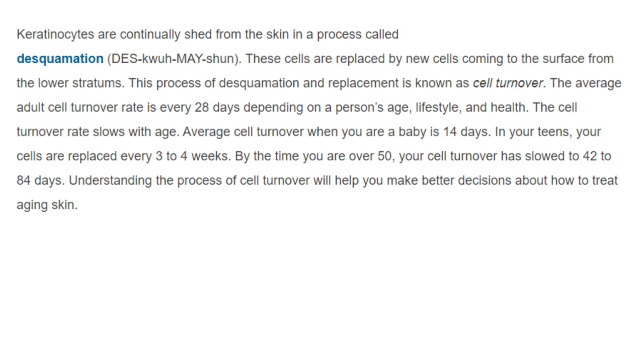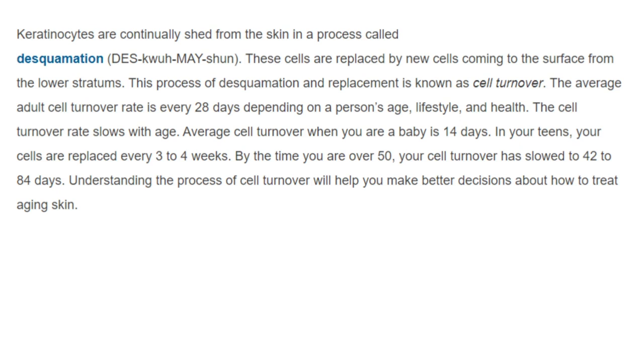These cells are replaced by new cells coming to the surface from the lower stratums. This process of desquamation and replacement is known as cell turnover. The average adult cell turnover rate is every 28 days depending on a person's age, lifestyle, and health. The cell turnover rate slows with age.